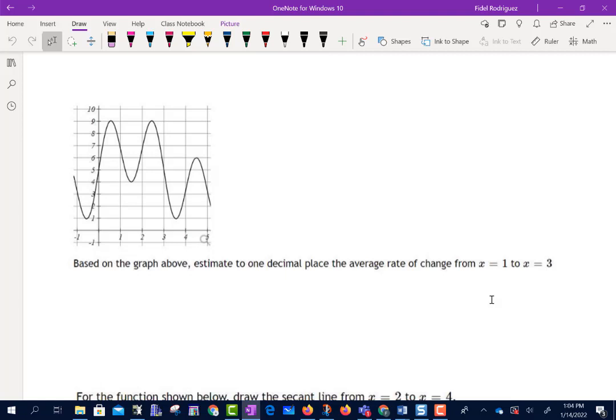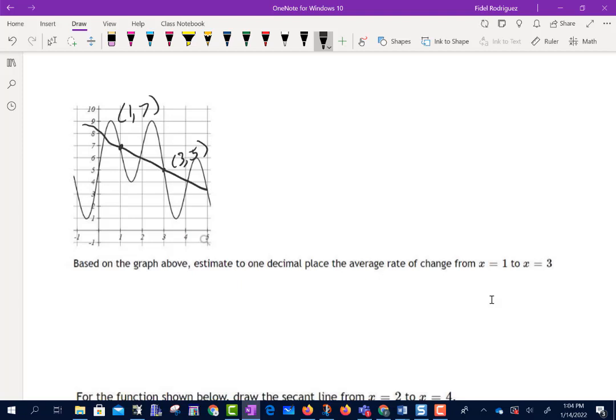Okay, so let me get my pen going. Sometimes it doesn't want to operate. Here we go. Okay, so at 1, the coordinates of this point here, y'all, would be 1, 7. And at 3, the coordinates of this point would be 3, 5.